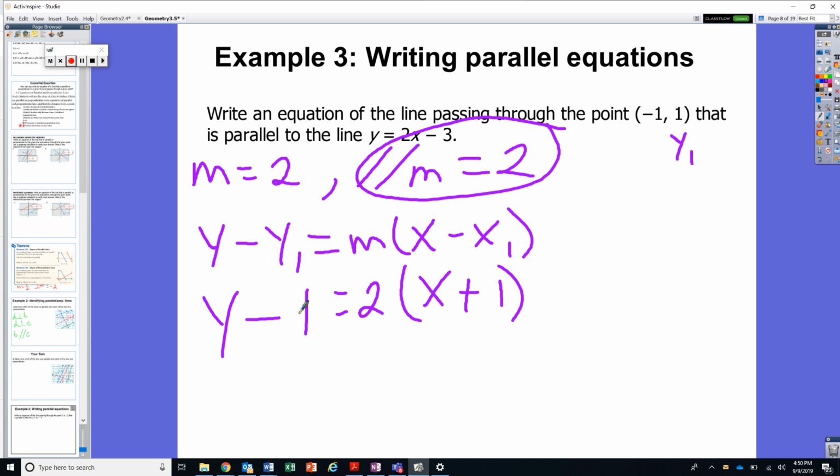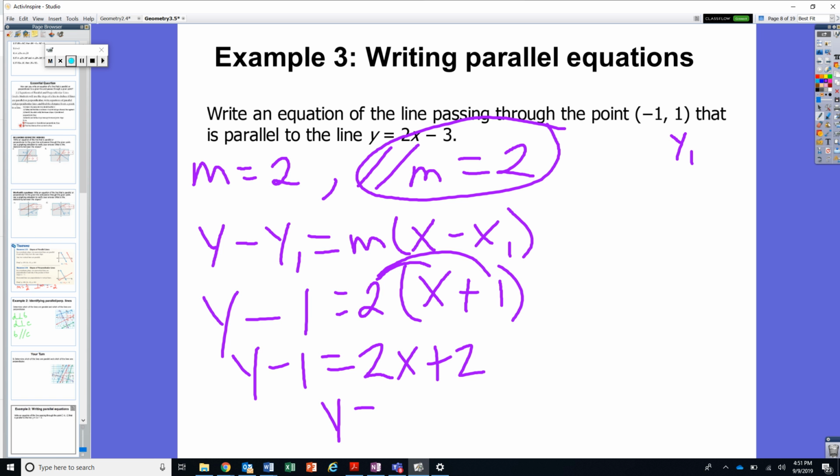In some instances, you might actually see the equation left in point slope form, but because they gave us one line in slope intercept, we just have to do a quick little distribution and subtraction, or addition, depending on which one you'd have to do, to put it into slope intercept form. So I will distribute and get y minus 1 equals 2x plus 2, add the 1 over, and you get y equals 2x plus 3.